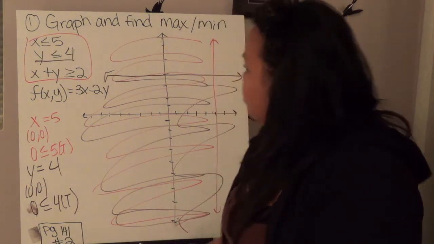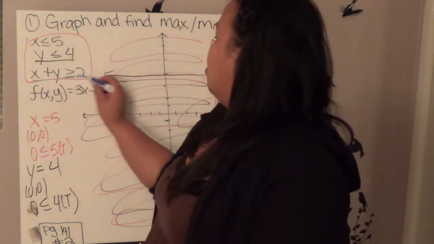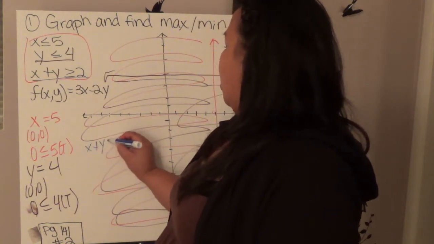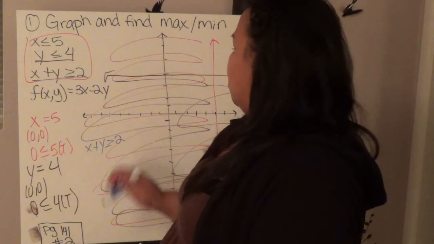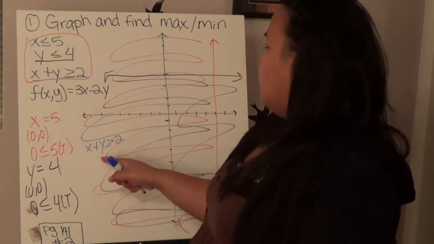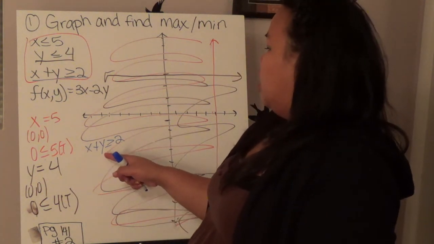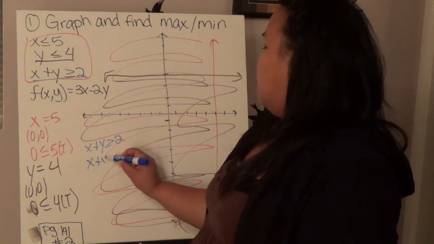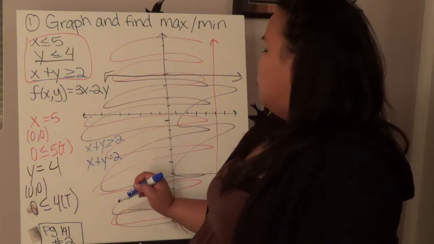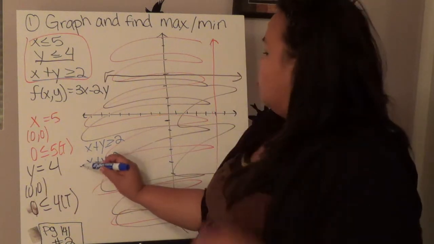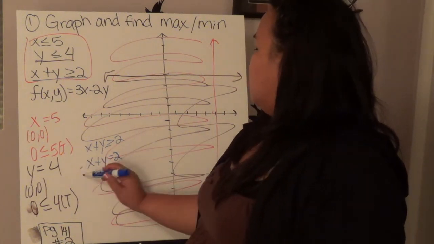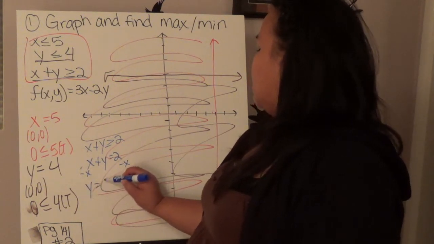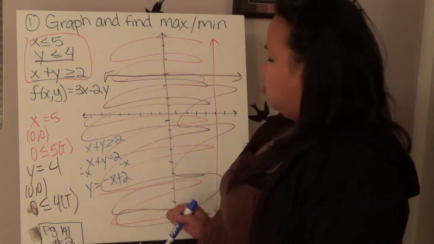Finally, we have here x plus y is greater than or equal to 2. So what I'm going to do here is I'm going to do x plus y equals 2. Okay, I'm going to subtract x from both sides. I end up with y equals negative x plus 2.